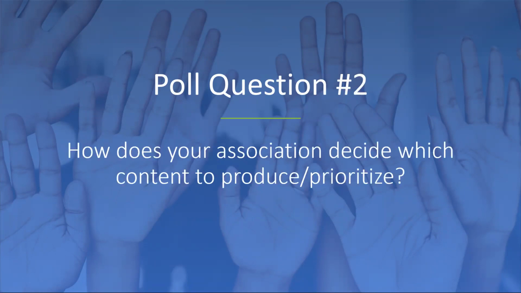Which brings us to our next question, which is how do you decide which content to produce and which to prioritize? There's a couple different things here. We've seen a lot of associations that do it by department, where each department is responsible for their own. Maybe the board or executive leadership decides. Some do some analysis of the website. They do surveys, all kinds of ways. So check all that apply for how you decide to prioritize your content.